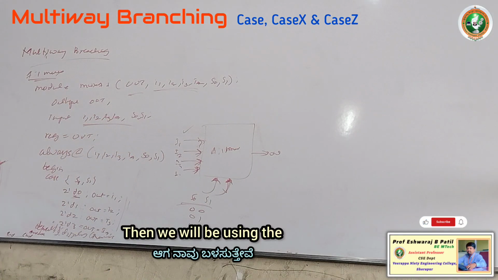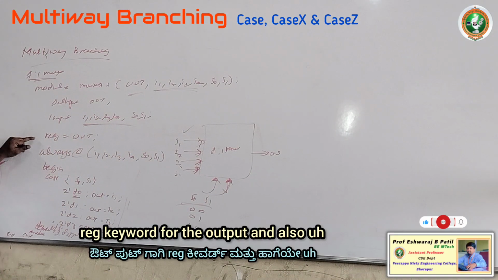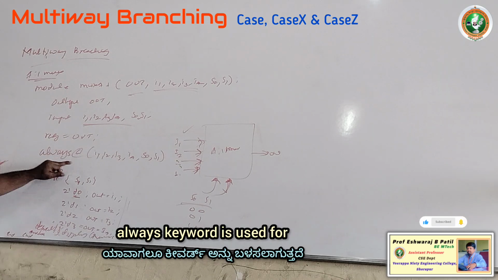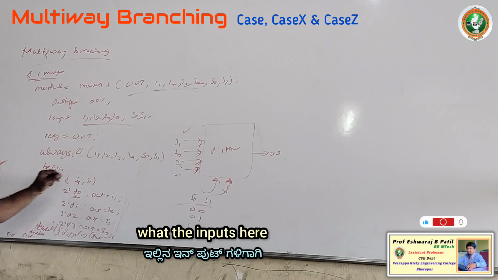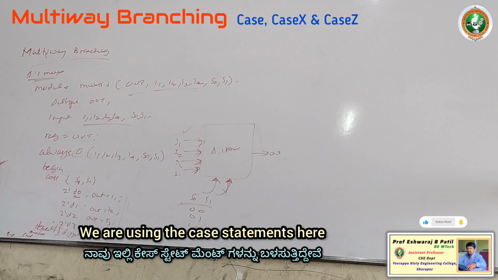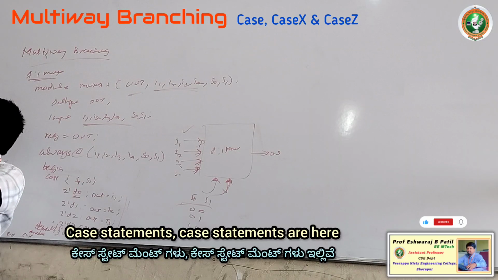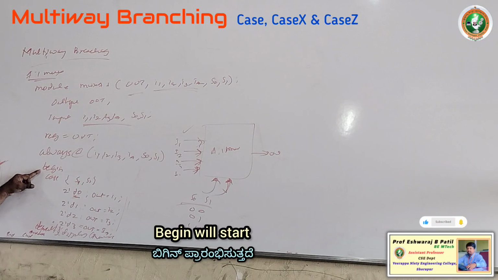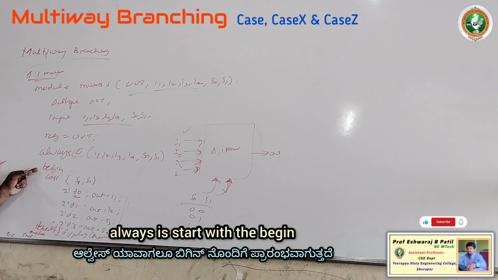Then we will be using the reg keyword for the output, and the always keyword is used for the inputs here. We are using the case statements here. What are the case statements? The always block will start with begin.